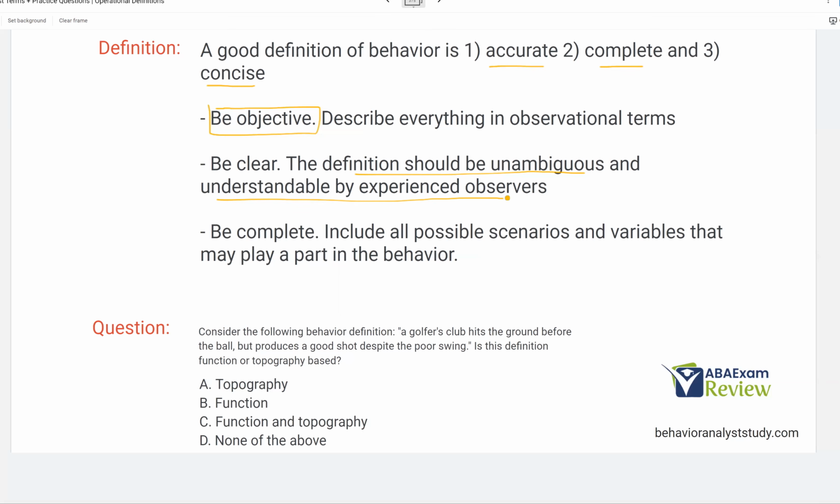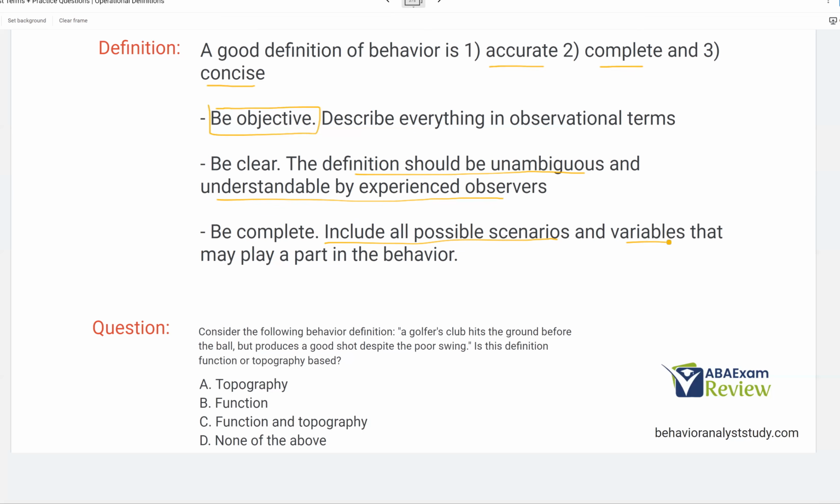And you can really go down the rabbit hole of being as clear as possible. And that's fine. You want to write it in a way that other people will understand it. Again, it doesn't matter if you understand it if nobody else can. And then be complete. You want to try to include all possible scenarios and variables that may play a part in the behavior. So your assessment, if it's thorough, should include all these different opportunities or possible situations where this behavior might occur, what it might look like, the effect it has on the environment.